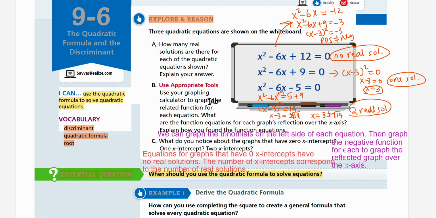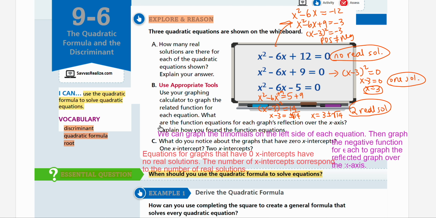So we have thought about the real solutions and how it relates to different equations. So let's think about it deeper. The essential question for this lesson is, when should you use the quadratic formula to solve equations? We learned different methods to solve quadratic equations. Now we're going to learn the quadratic formula and the discriminant.